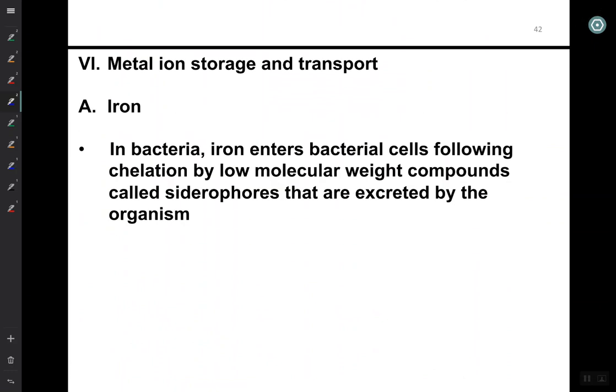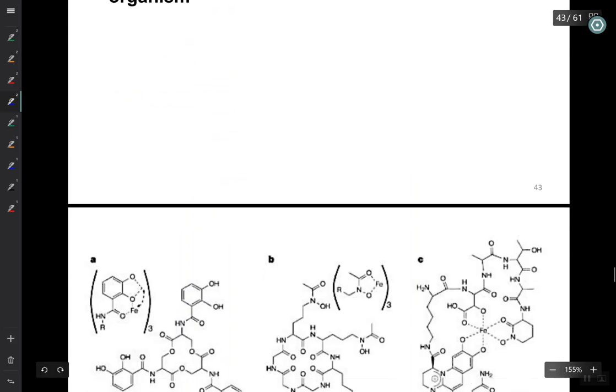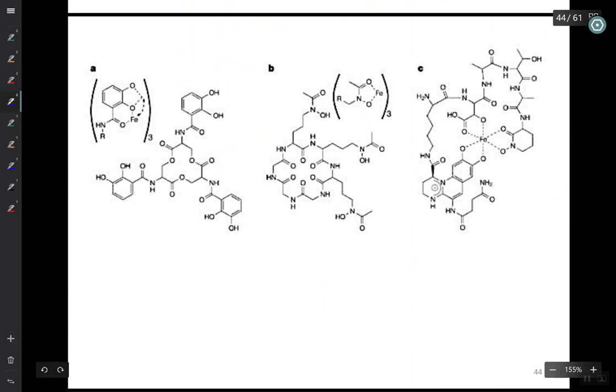Okay, so because metals are so essential to biological systems, it has to figure out ways to both store the metals as well as to transport the metals. So this is a very active area of research as well. For example, iron in bacteria: iron enters bacterial cells following chelation by low molecular weight compounds called siderophores that are excreted by the organism. And on the next page, we'll be able to see some structures of siderophores. So chemically, they're very interesting molecules. They usually contain some kind of macrocycle, and then they have these side arms.